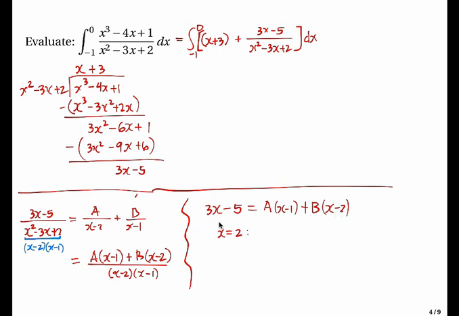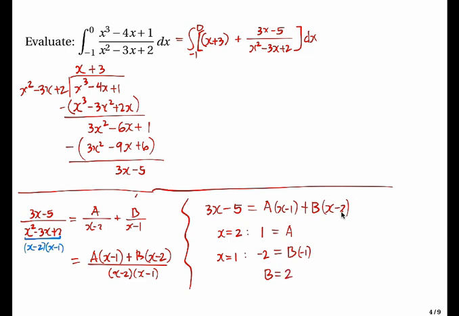So on the left hand side, you have 3 times 2, 6 minus 5, that's 1. While on the right hand side, this will vanish, 2 minus 1, that's just 1, so we have a. And then if we have x equals 1, this term here will vanish. And when x equals 1, here we will have 3 times 1 minus 5, that's negative 2, and then equals b times 1 minus 2, that's negative 1. And that we have b equals 2.